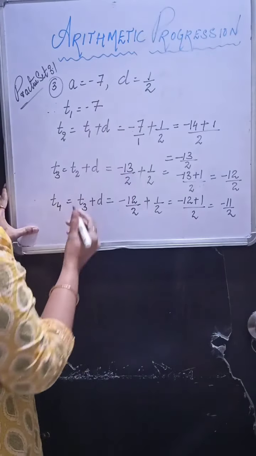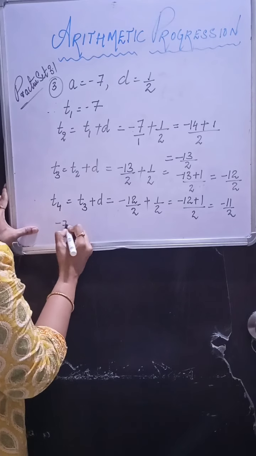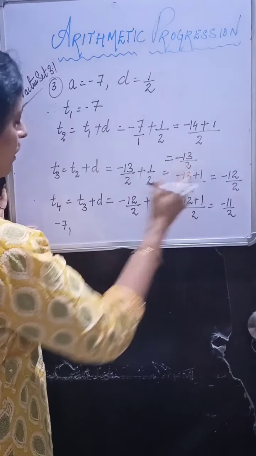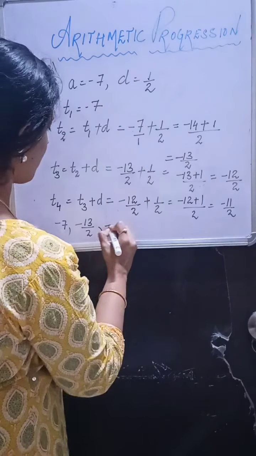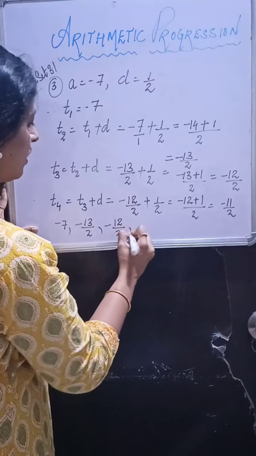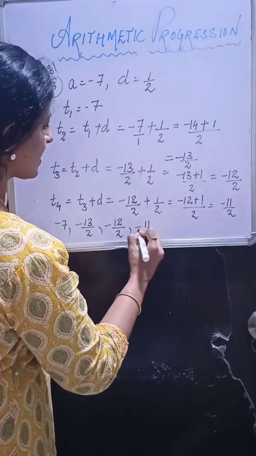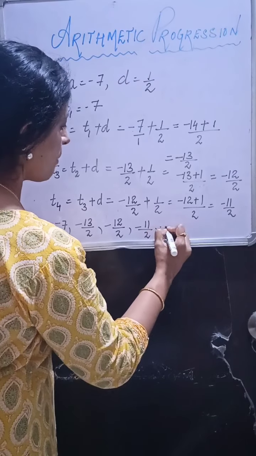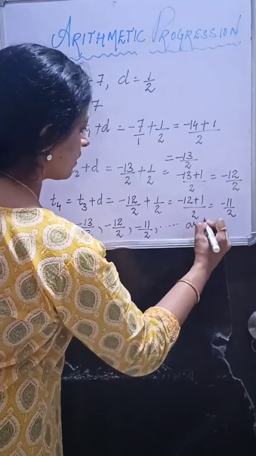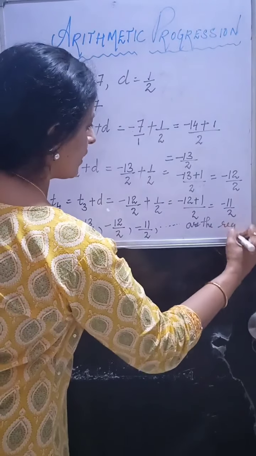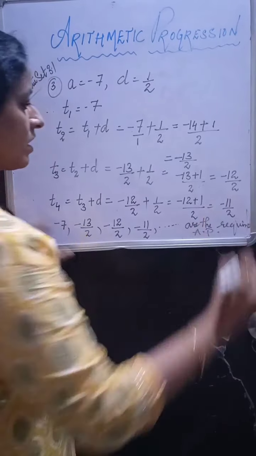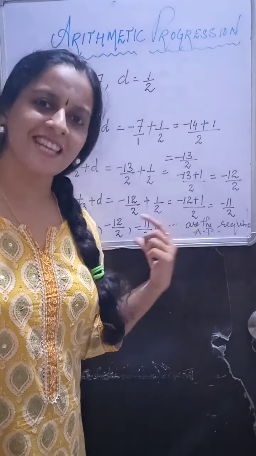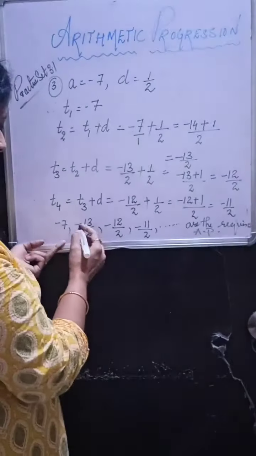First term is minus 7, comma, second term we got minus 13 upon 2, third term we got minus 12 upon 2, fourth term we got minus 11 upon 2, comma, dot, dot, dot, are the required AP. If you want to write the numbers as decimal numbers, that also is fine.